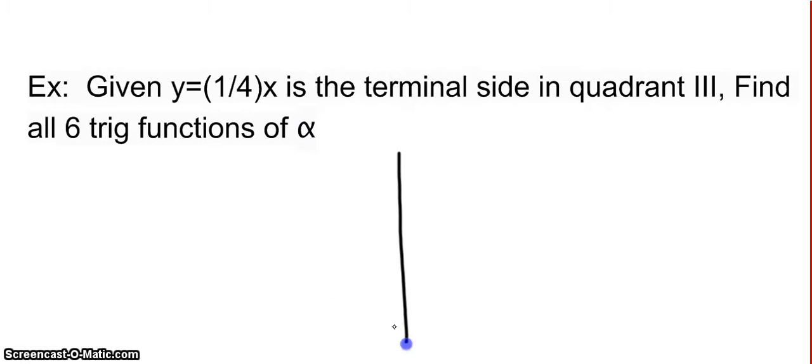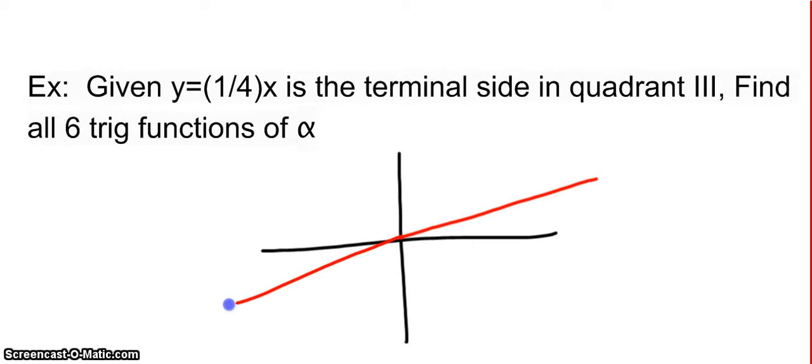So I know this line, right? I'm going to go up 1 over 4 and down 1 left 4. So the line looks kind of like that, right? But we care about the line in the third quadrant. So I'm going to focus on the third quadrant part, and I want to evaluate or find all 6 trig functions of alpha. So I'm going to call this angle here my alpha, and now I'm going to draw a triangle. And how do I draw the triangle?